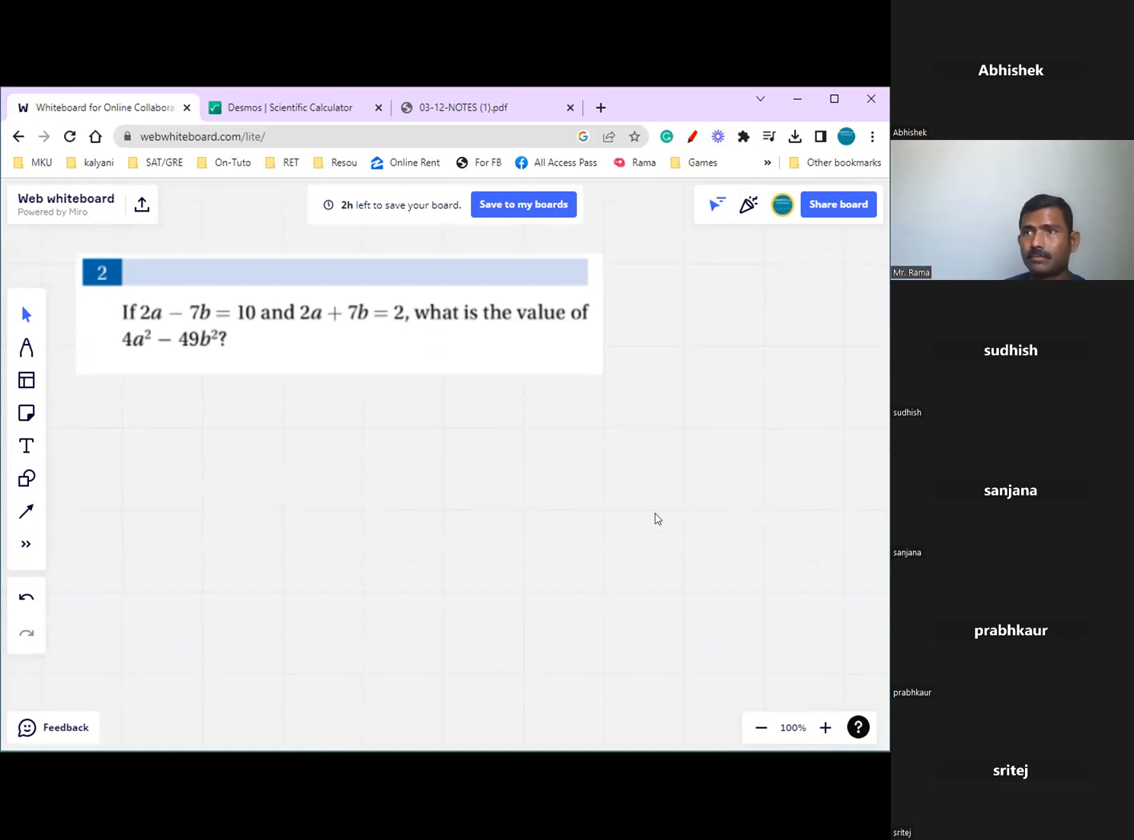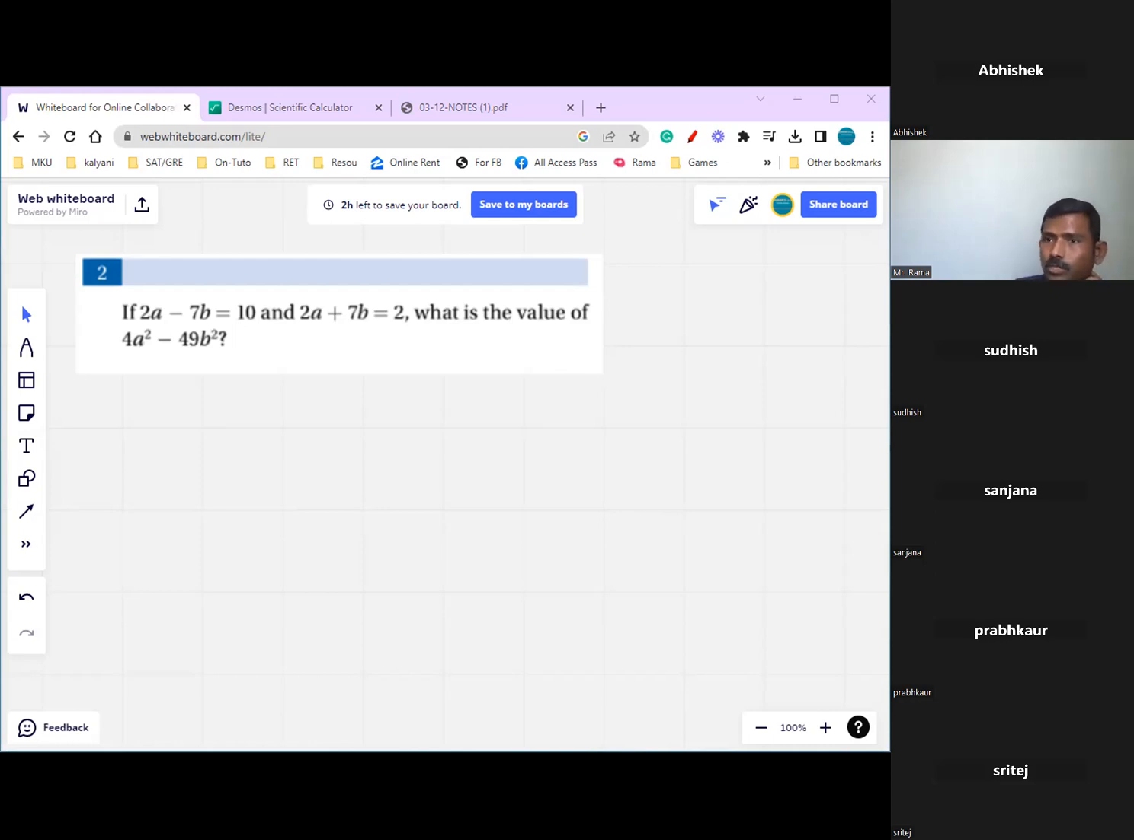If 2a minus 7b equals 10 and 2a plus 7b equals 2, what is the value of 4a squared minus 49b squared? That's good. I see some answers already popping up. Let's give it a try. So 2a minus 7b is 10, and 2a plus 7b is 2. What could be the value of 4a squared minus 49b squared?